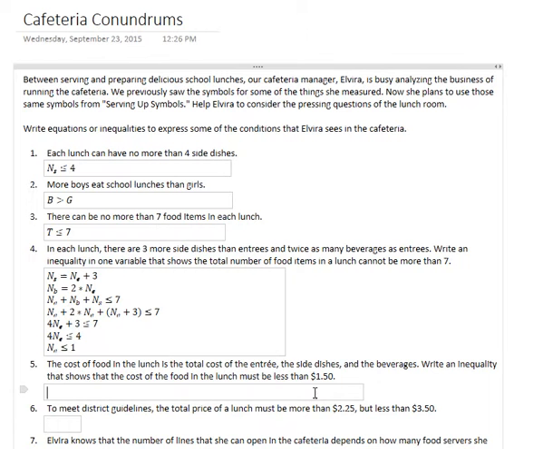Here we have the cost of food in a lunch is the total cost of an entree plus the total cost of side dishes plus the total cost of the beverages. Write an inequality that shows the cost of the food in the lunch must be less than $1.50. There we go. It said it right there. That was pretty easy.